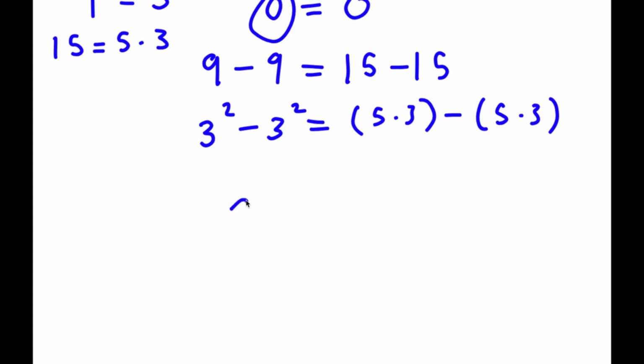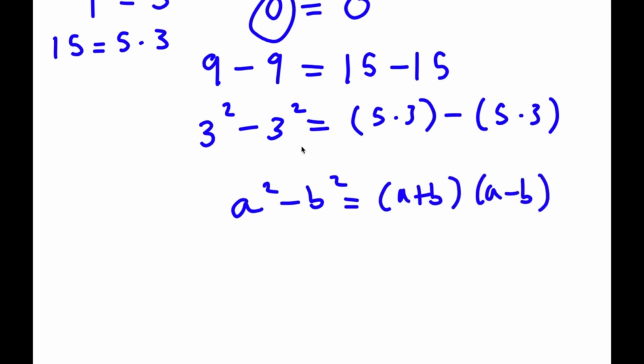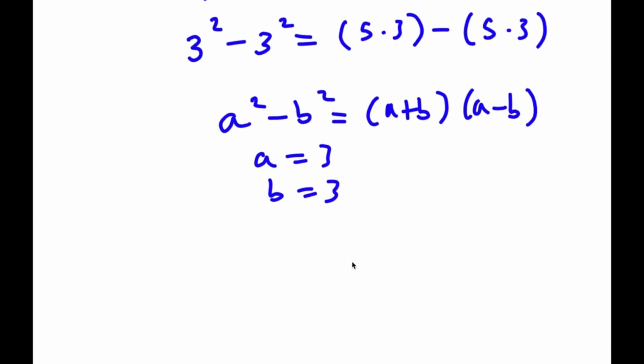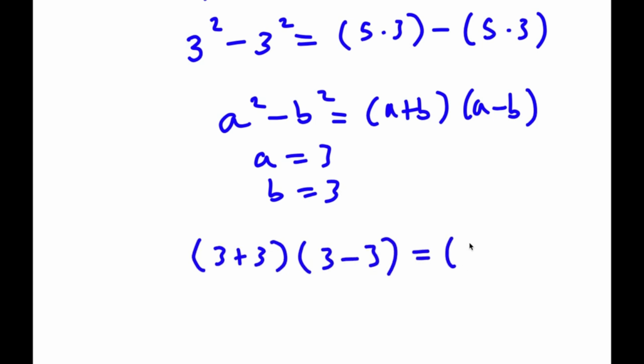Now, if I have something in the form a squared minus b squared, this is equal to a plus b times a minus b. In this case, I have 3 squared minus 3 squared, and a is 3, and b is the same thing as well, 3. So now I have 3 plus 3 times 3 minus 3 is equal to 5 times 3 minus 5 times 3.